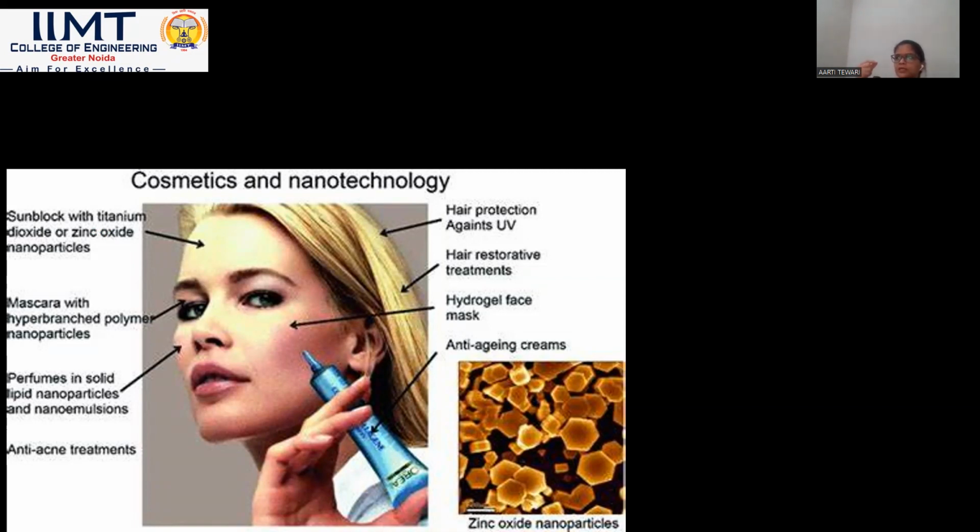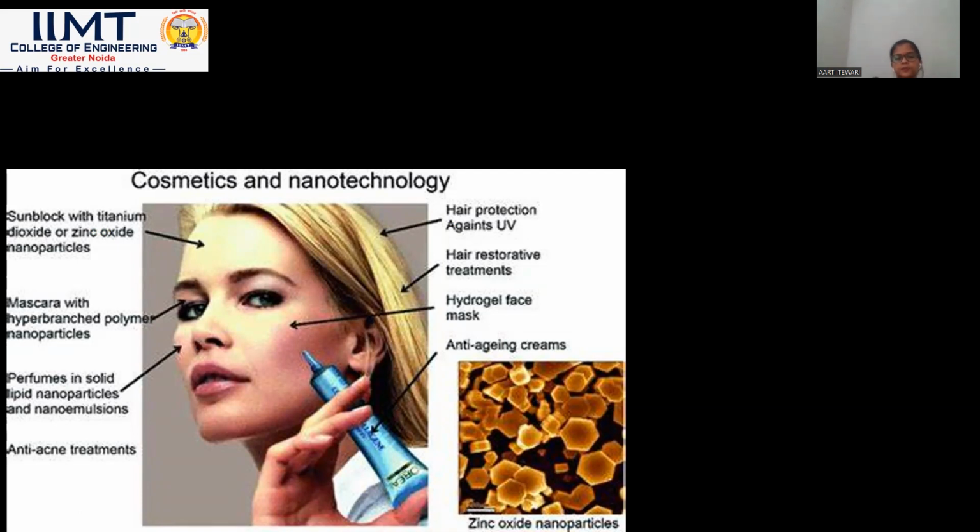So you have a nanoparticle and you have your skin. Both are at the same atomic level, so you absorb faster. That is the reason why nowadays sunscreens come with titanium dioxide or zinc oxide nanoparticles for their fast absorption, right? You have mascara which has hyperbranched polymer nanoparticles so that it doesn't smudge, right? Then you have perfumes, and your perfumes actually have nanoparticles and emulsions, so the smell stays longer.